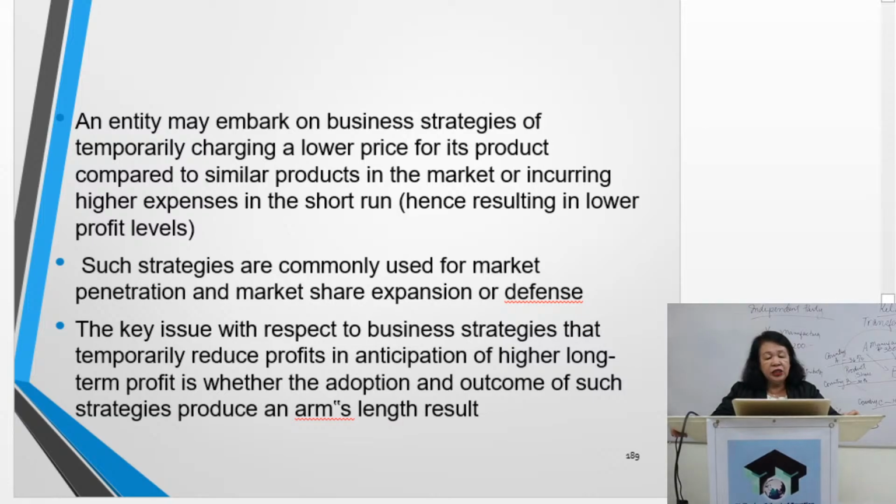So the key issue with respect to business strategies that temporarily reduce profits in anticipation of higher long-term profit is whether the adoption and outcome ng strategy is arm's length. Ano po ang sabi natin about arm's length kanina? It should be na comparable siya sa independent party transaction, kaya siya arm's length, no? Kasi pag hindi siya arm's length, then hindi siya comparable sa independent party, magkakaroon ng adjustment.